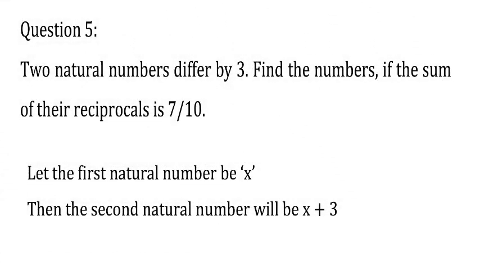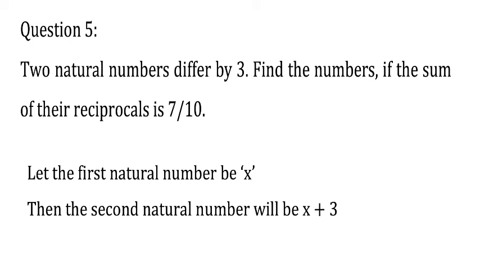Question number 5. Two natural numbers differ by 3. Find the numbers if the sum of their reciprocals is 7 by 10. Let the first natural number be x. Natural numbers differ by 3, it means one number is greater than the other by 3. That is, the second natural number will be x plus 3.